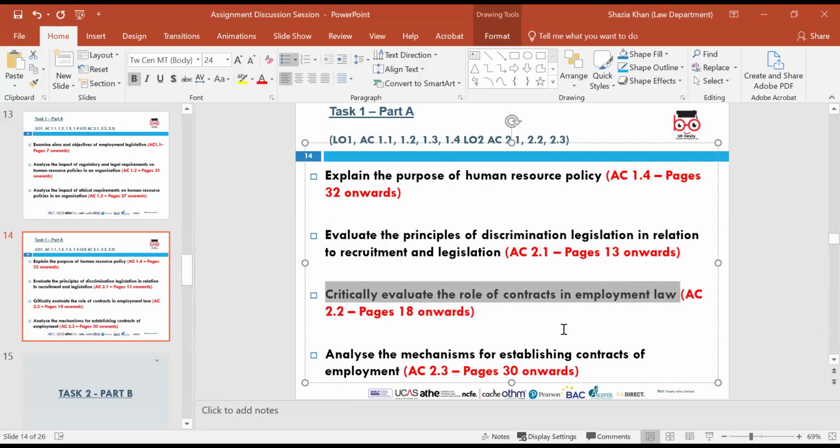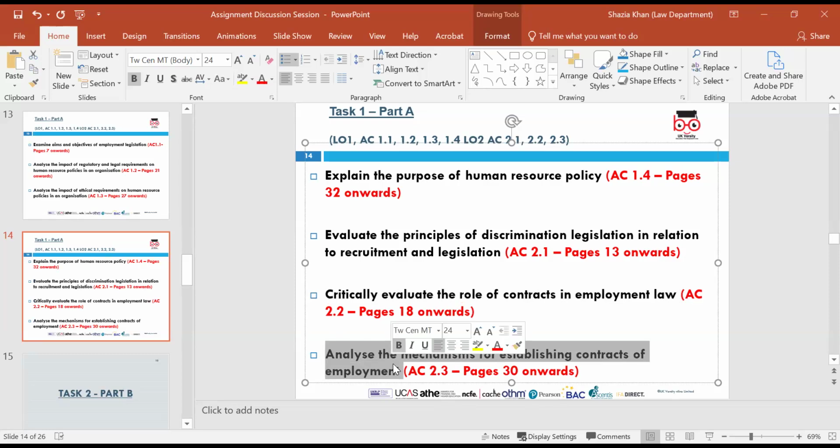Critically evaluate the role of contracts in employment law. So again, you're looking at learning outcome 2, and you're looking at 2.2, which is critically evaluating the role of contracts in employment law, page 18 onwards. So the relevance of contract law, why it's so important, why there's a need for contract law, and the elements of contract law.